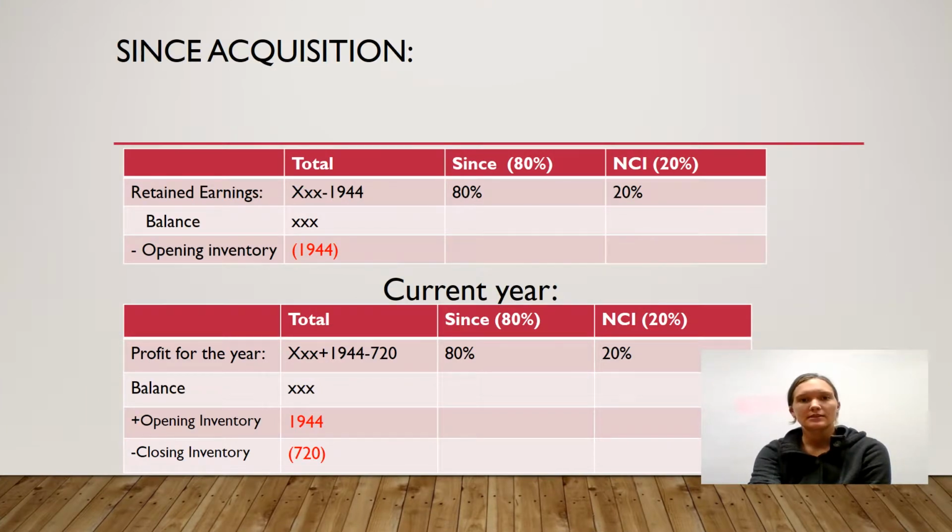We'll start with the since acquisition section. It affects the calculation of retained earnings. You start with your balance of retained earnings and you deduct your opening inventory because that profit has not been realized. You also use the after-tax amount. For the current year, it'll affect the profit for the year. You'll use the balance of your profit, add back the opening inventory, the after-tax amount, and deduct the closing inventory, also the after-tax amount.